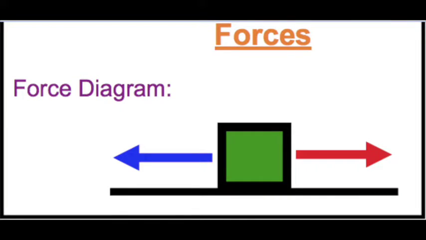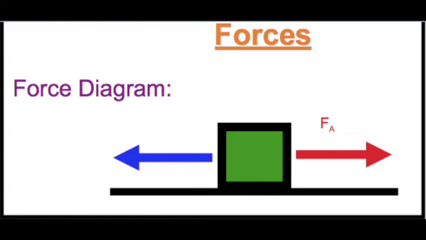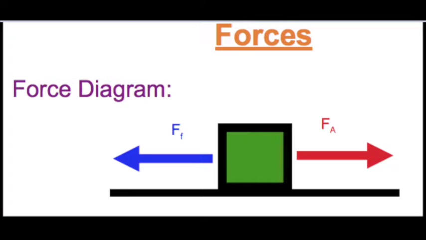This force diagram shows the 2 horizontal forces acting on the object. We have the applied force acting to the right. That's the reading on the spring scale. We also have the frictional force acting to the left.